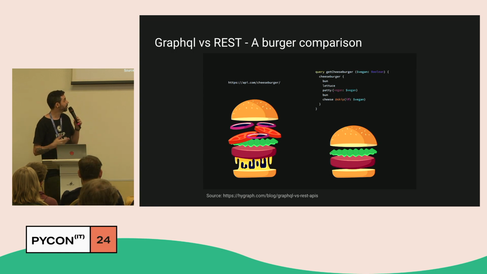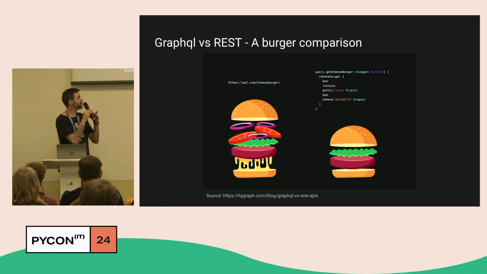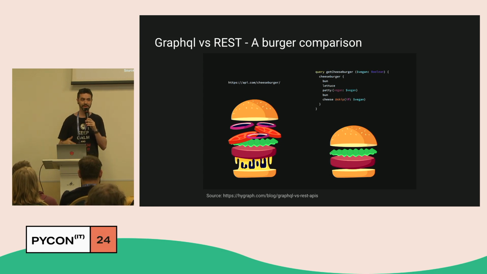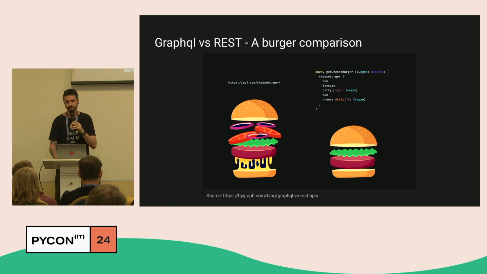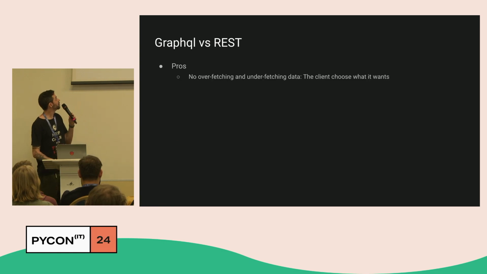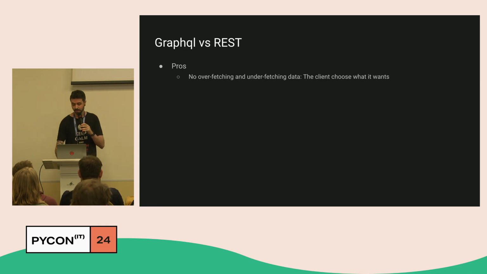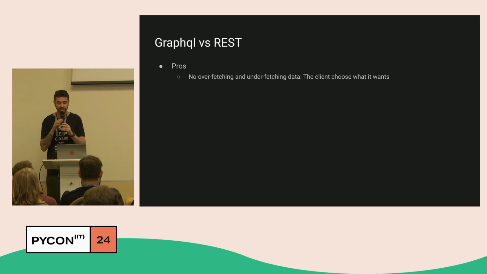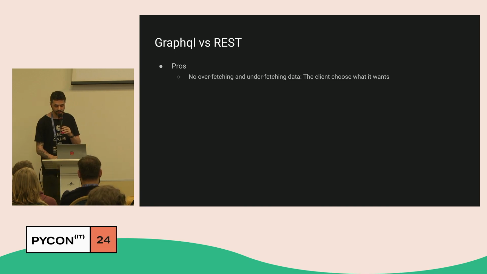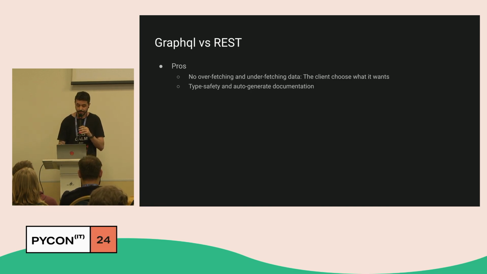So that is a fun illustration, but it summarizes very well the main difference between REST and GraphQL. So some of the pros, as I said: no overfetching and underfetching data. You basically get what you want, and just that. If you want the ID, you get the ID. If you don't want it, you don't need to fetch it, and it will not come to you.